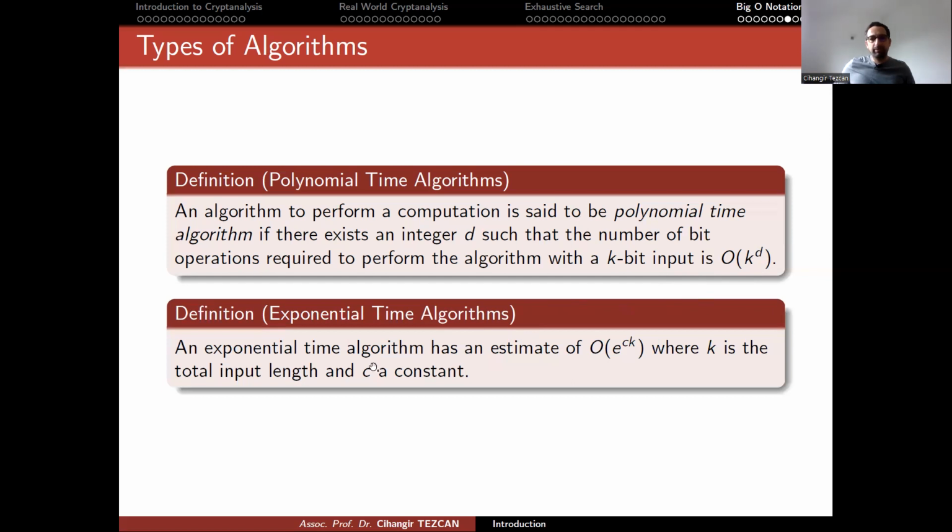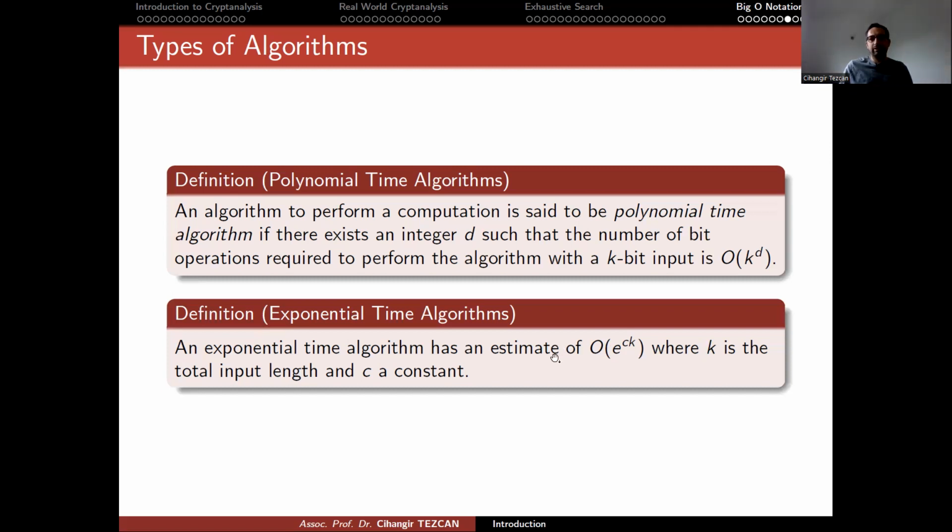Exponential time algorithms. An exponential time algorithm has an estimate of O(e^(ck)), where k is the total input length and c a constant. Of course, I put e as Euler's constant, but you can replace e with 2 or 3, and also in some algorithms you will see 2 to the something. Think about our brute force attacks: we require 2^k operations, which is exponential time. So this is why brute force attacks are not fast and we have security.